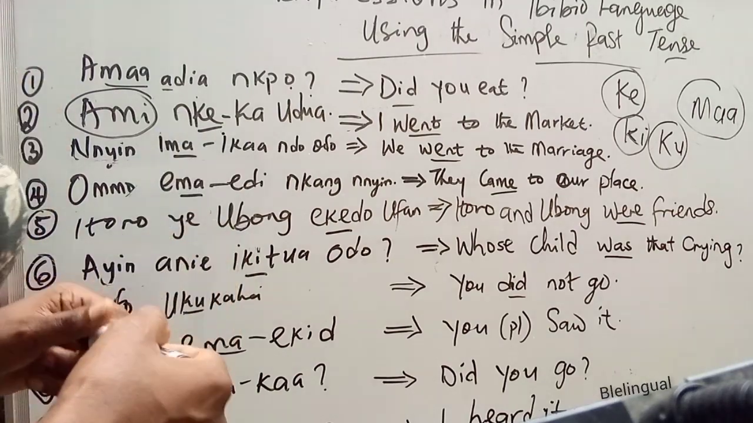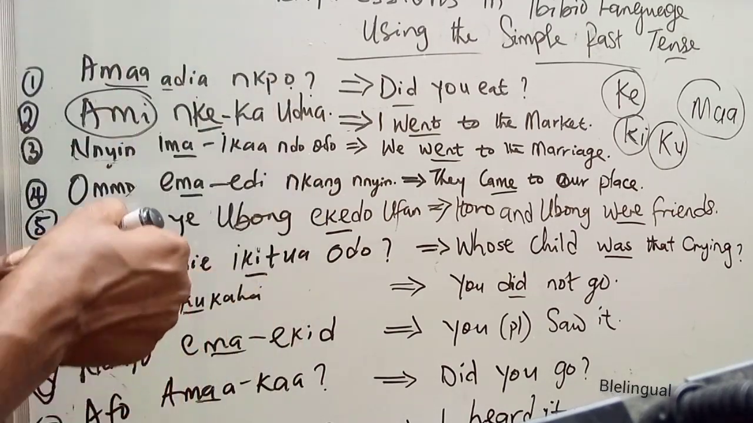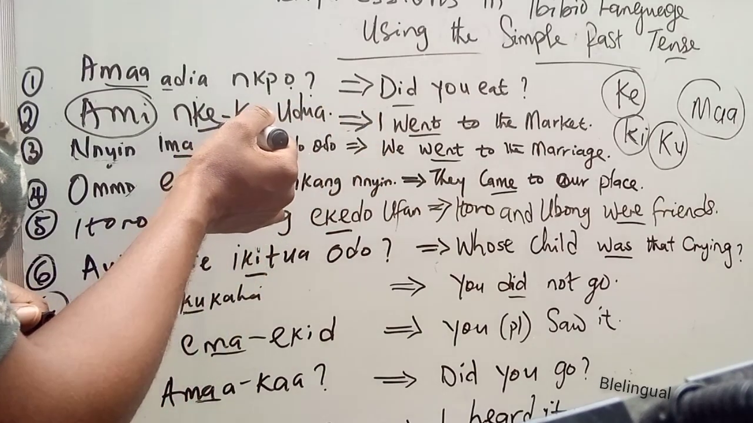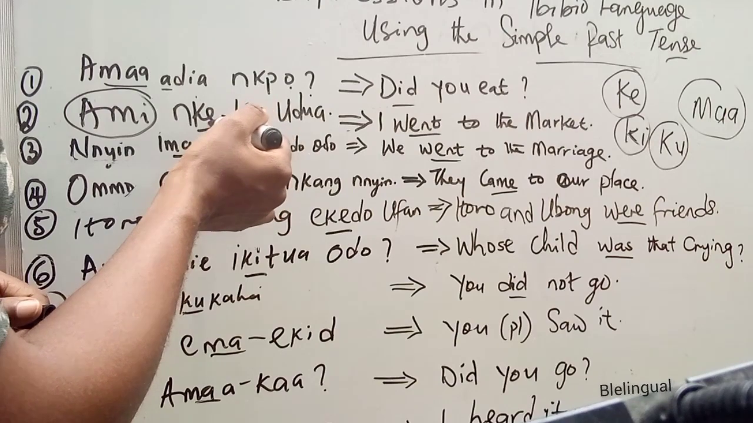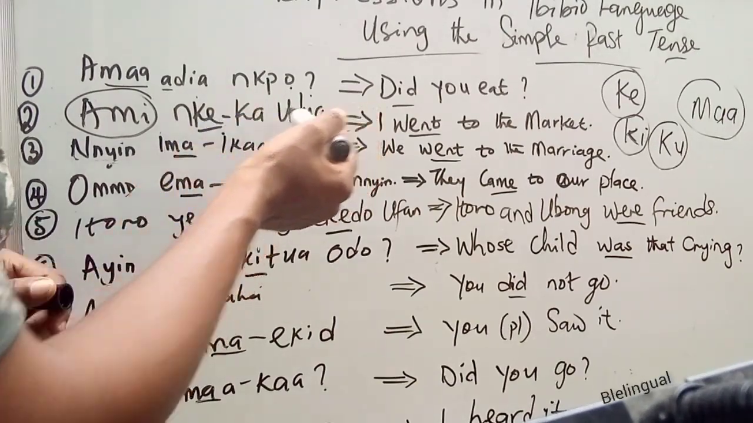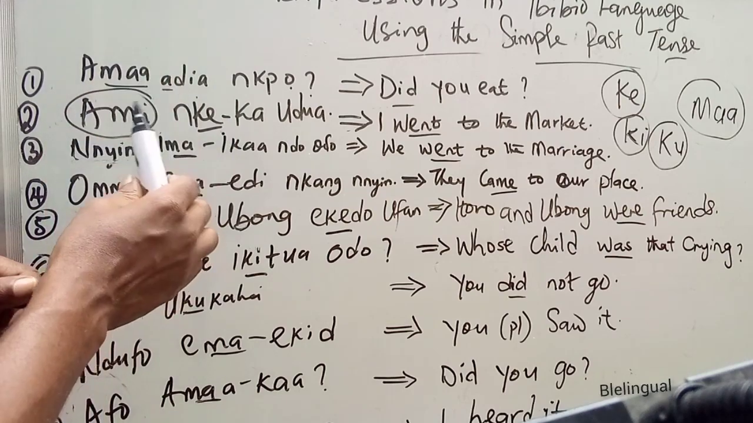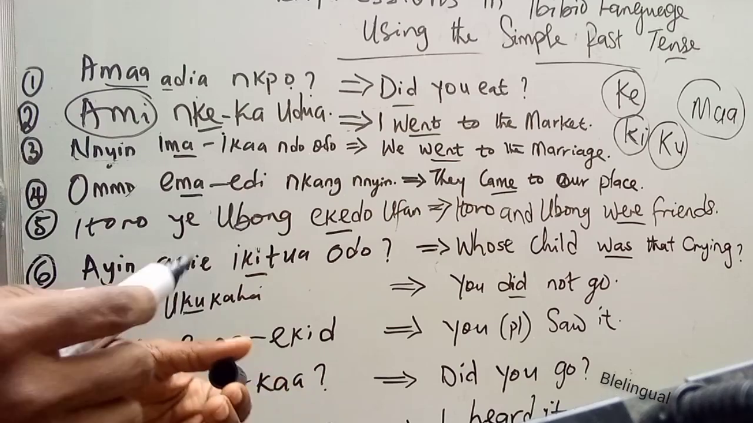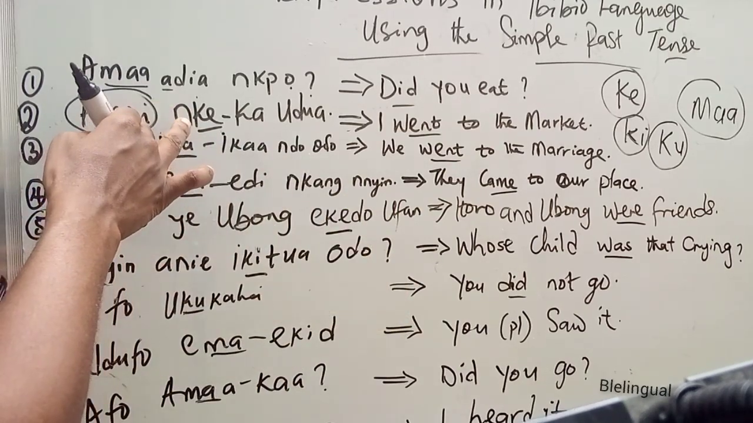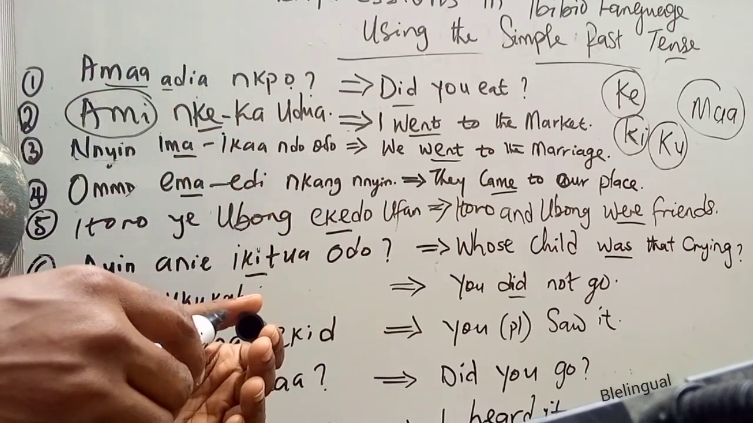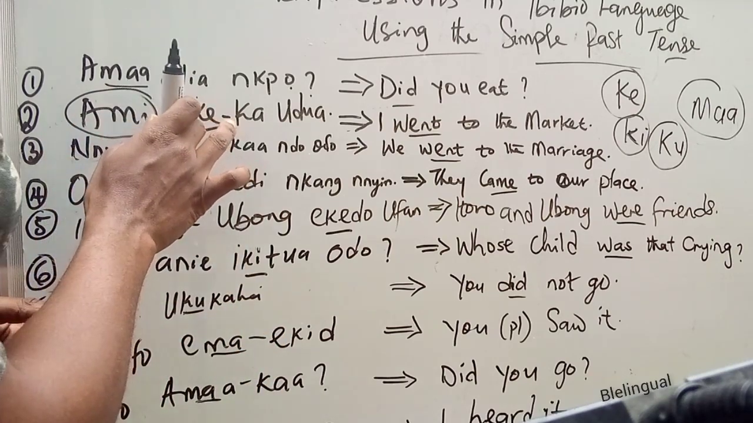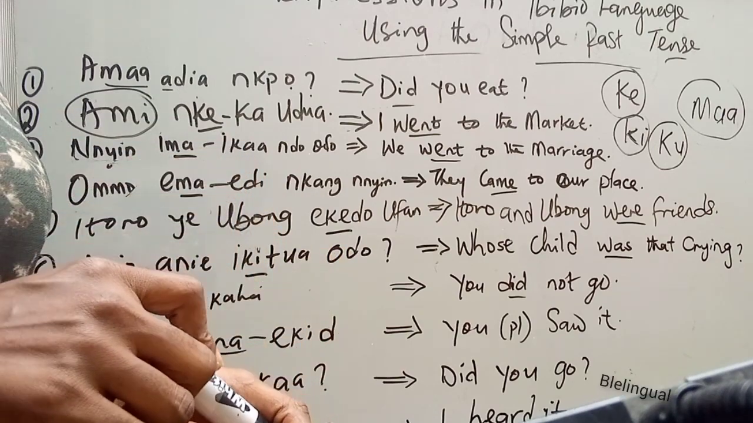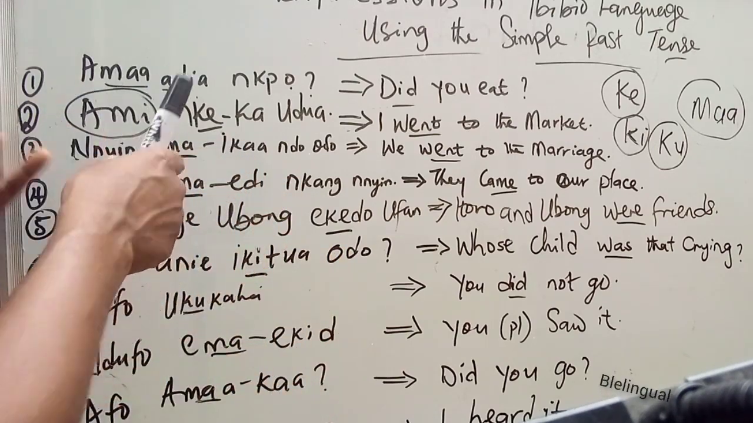Now the next example we have on the board is Ame nkeka udwa. K here represents the past tense, Ame nkeka udwa. While this is circled, it's because this can be removed and the sentence will still be correct. For instance, Ame stands for the first person singular pronoun, and this also represents the first person singular pronoun. So at this point, it is redundant.